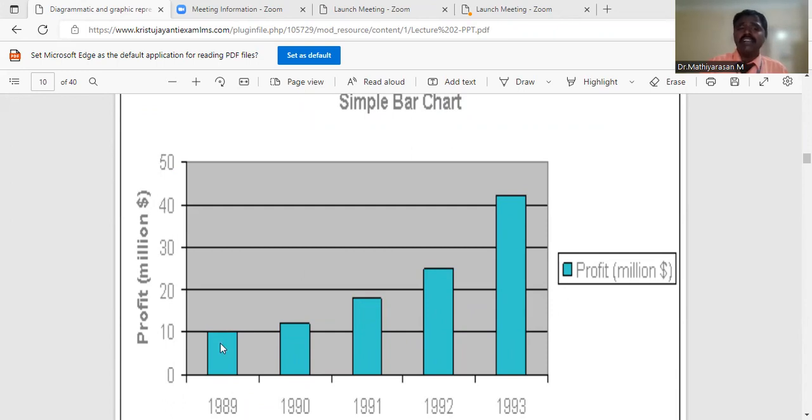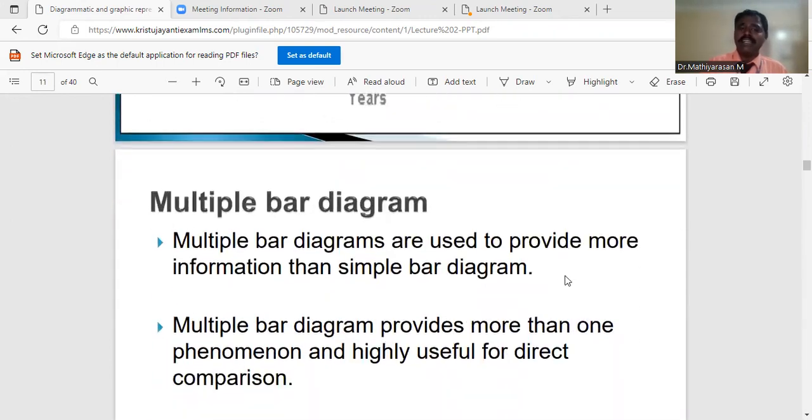What is the variable they have taken here? Profits they have given for the different time periods. So here they have taken time on the x-axis and the profits on the y-axis. Simple bars are used to represent the data.